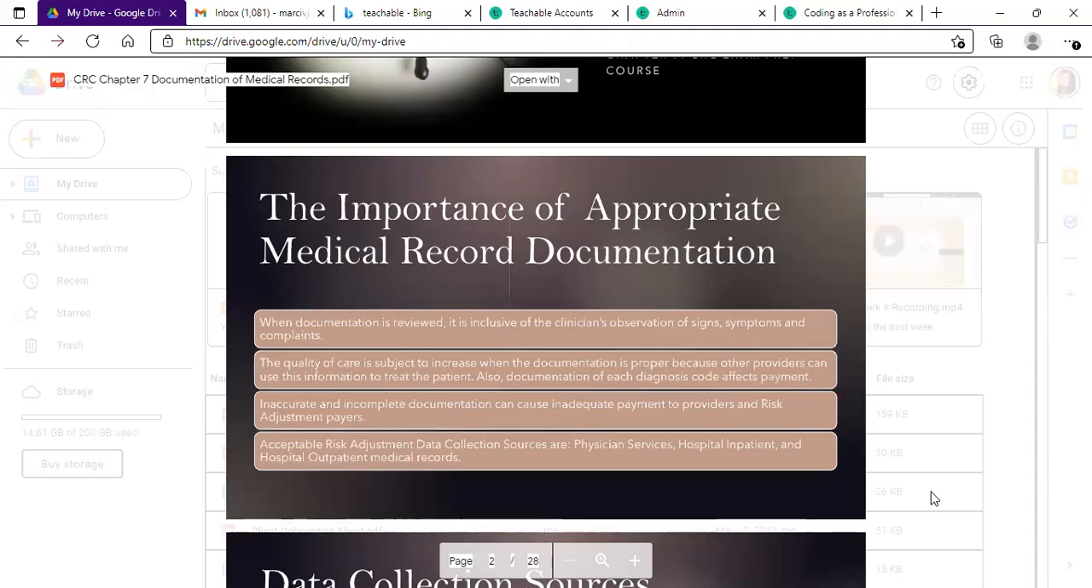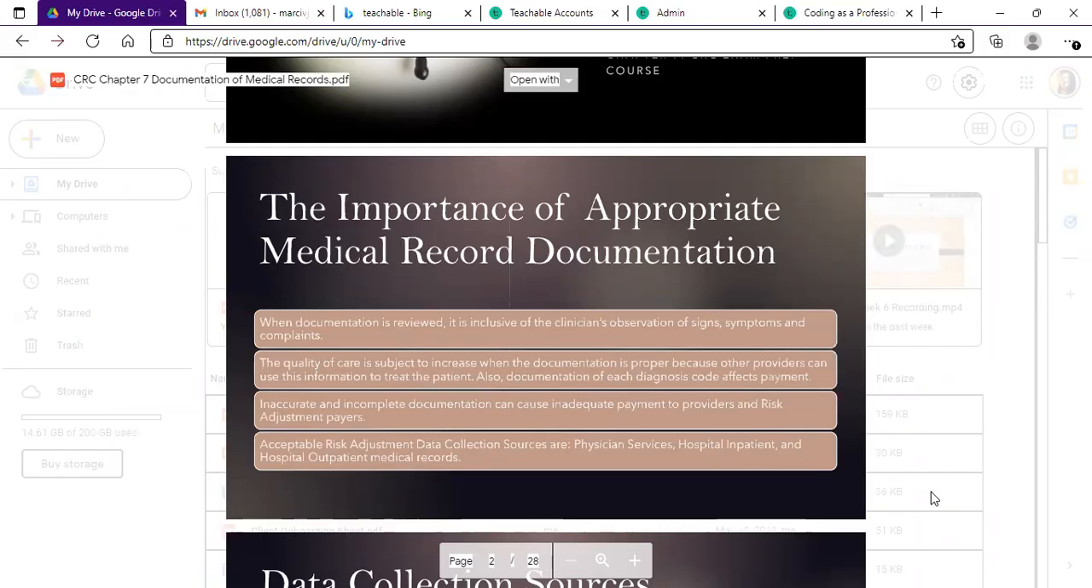In risk adjustment, you're paid according to the RAF score, the risk adjustment factor score. So documentation of each diagnosis code does affect the payment. Inaccurate and incomplete documentation can cause inadequate payment to providers and risk adjustment payers. We also talked about this in the previous lesson in regards to payments having to be adjusted after audits. After they audit your medical records, there is a chart retrieval, where they retrieve the charts, the selection of those 5 charts, and then a chart review, where they review the chart.